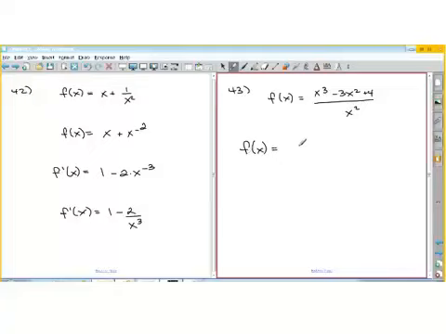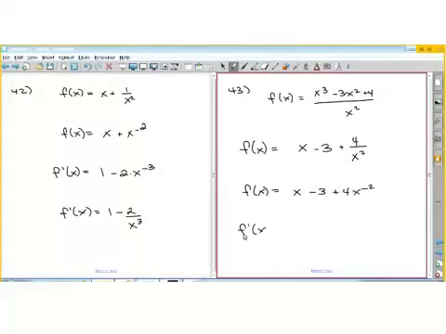So x cubed divided by x squared is x. -3x squared divided by x squared is -3. And then we have 4 divided by x squared. Before we take the derivative, we want to convert that third term into 4 times x to the -2 power.